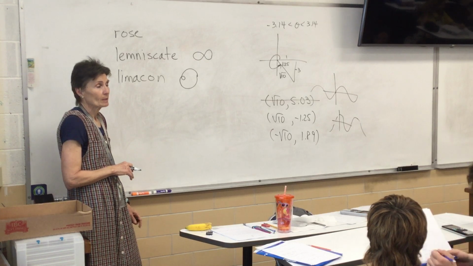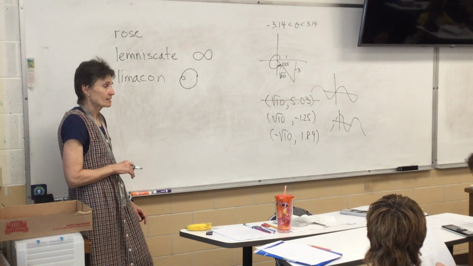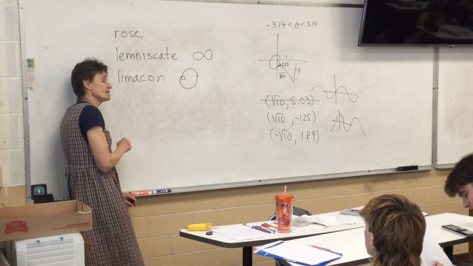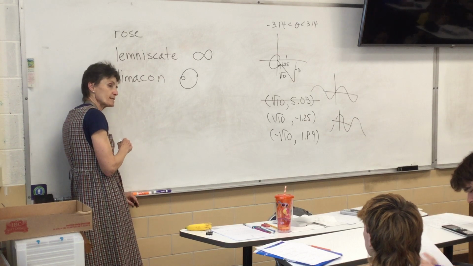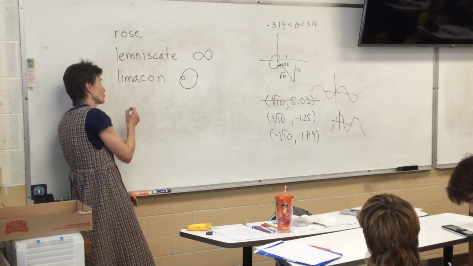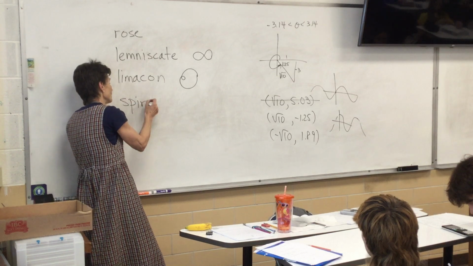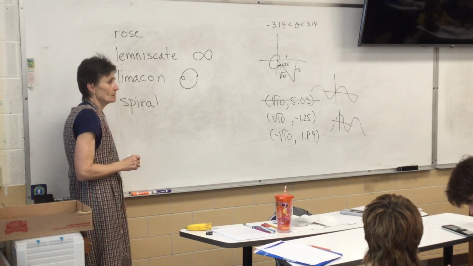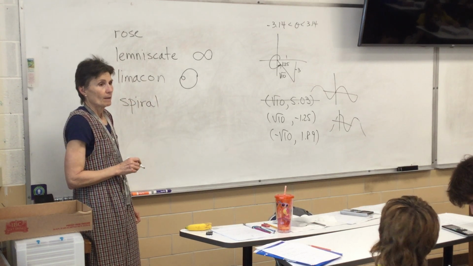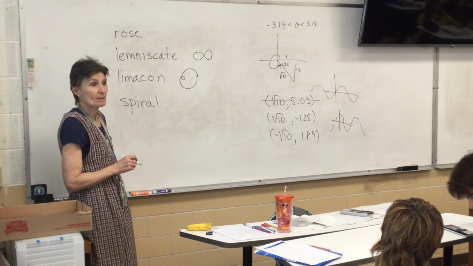Okay. And then the last classical curve is one of the most interesting, but it's also one of the hardest to graph. It's a spiral. So basically the graphs on our homework. Yeah, for some of them, yeah.